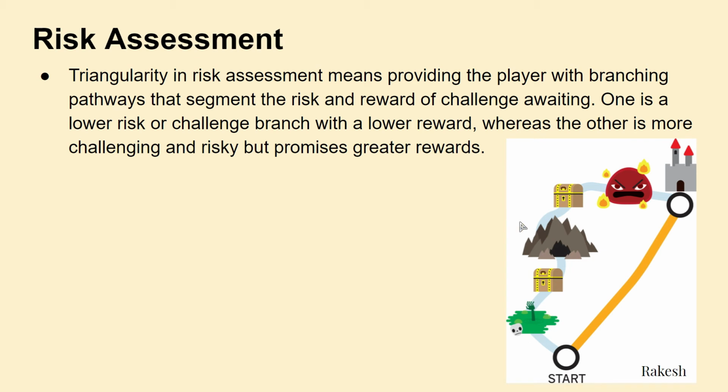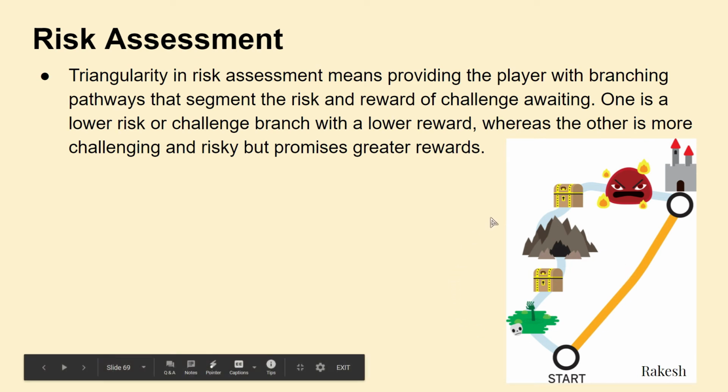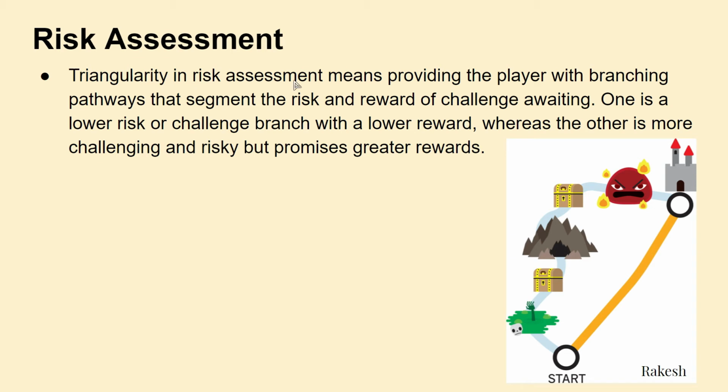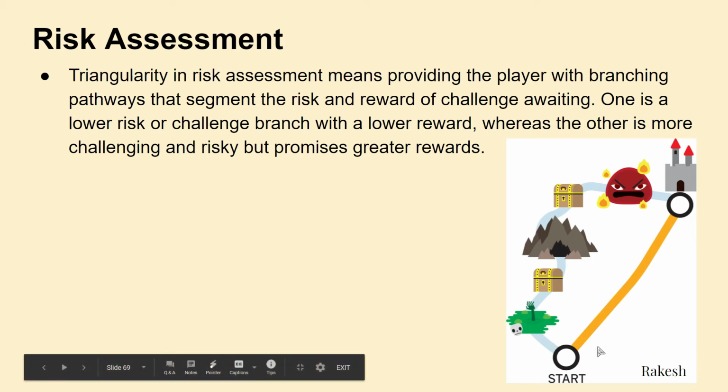Look at the slide here, there's a picture which explains the triangularity in risk assessment. You can see here, one is lower risk, whereas another one is challenging and risky but promises great rewards. So there are two paths a player can choose. If he chooses the harder path, he may get more rewards, or if he doesn't take the risk, he can complete it but he won't get the rewards he would have had if he took the risk in the first part.